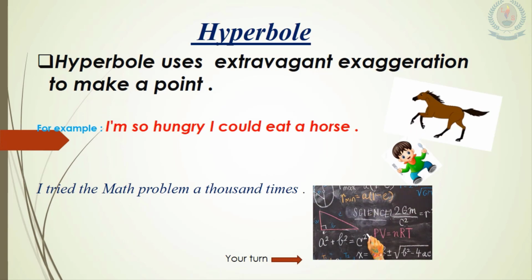Hyperbole. Hyperbole uses extravagant exaggeration to make a point. For an example, I'm so hungry, I could eat a horse. But really, can we eat a horse? No, but we used to say it like that to show our hunger. I tried the math problem 1,000 times. Yes, the person is going to solve the maths problem many times. So, in hyperbole, we are going to tell it like this. So, your turn to think of a sentence.